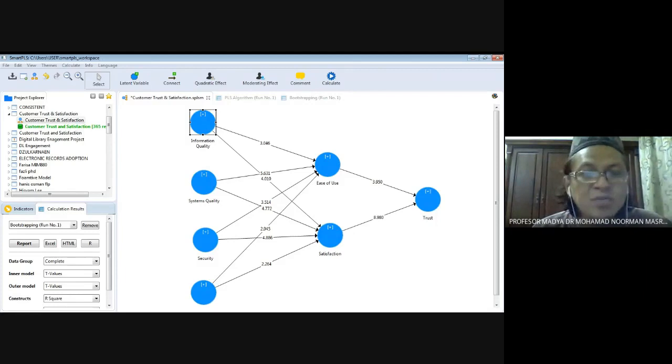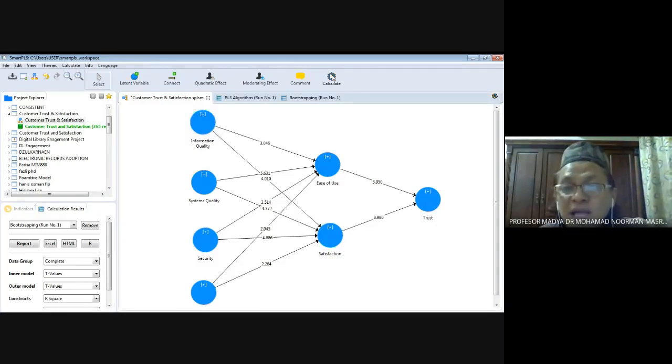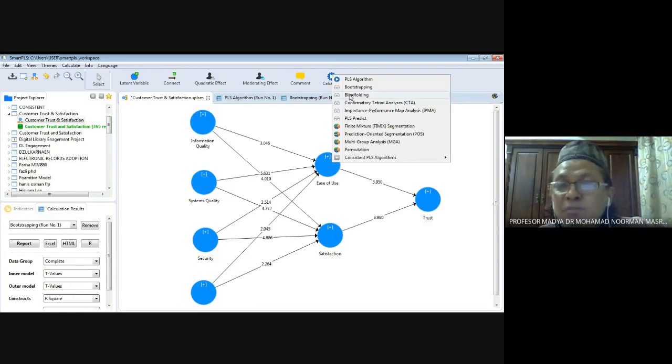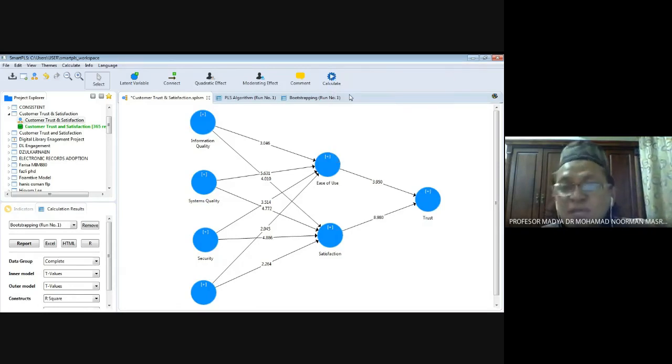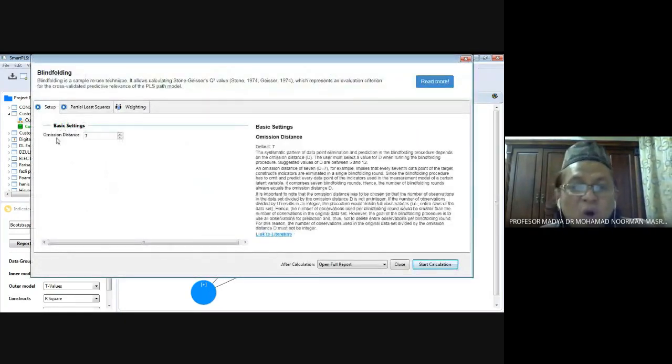Okay, the next one is called Q square. Q square is another measurement equivalent to R square. So how do you get Q square? You click on calculate and then you click on blindfolding. Okay, so omission distance, this one 7, leave it as it is. The theory is given here, why it is 7, so you can read by yourself. And then you just click start calculate.